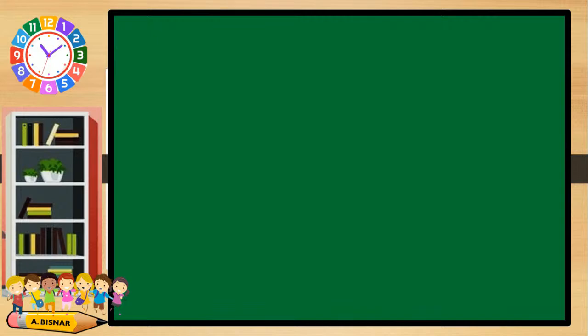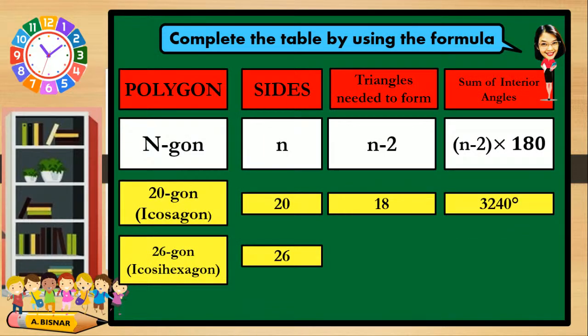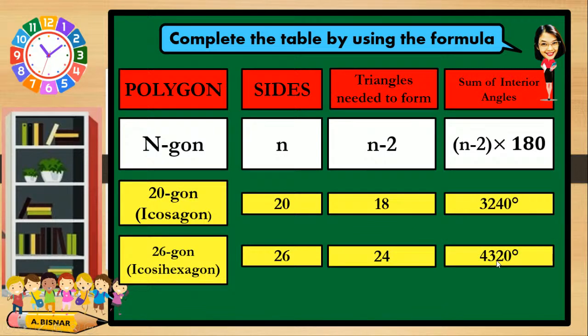Ay, okay, wait lang. Meron daw na hindi na unawaan. So, balikan natin. Halimbawa, ito. 26 gone. Ibig sabihin, it has 26 sides. Yung 26, babawasan mo ng 2. That's why you have 24. And then, you will multiply it to 180. Yun yung kabuuan. That's why you have 4,320. Okay na ba, Marquez? So, yun lang palagi yung tatandaan.